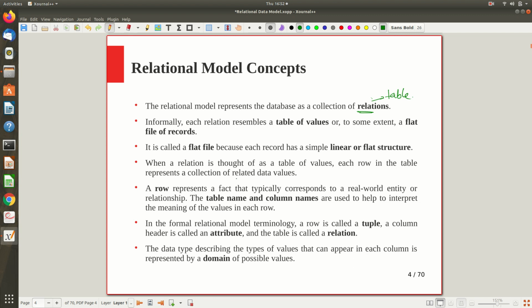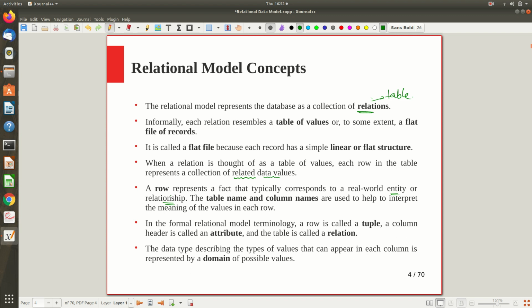So this is important. If you are looking at a particular row, for example in the student relation, a row corresponds to details of a particular student. So they are related in such a way that all of them correspond to a given student. Now a row represents a fact that typically corresponds to a real world entity or relationship. So it can correspond to an entity or a relation. We will see how these entities are getting mapped to relations or rows of information, and relationships are also sometimes converted to relations or tables or rows of information. So basically each row corresponds to some real world entity or relationship.